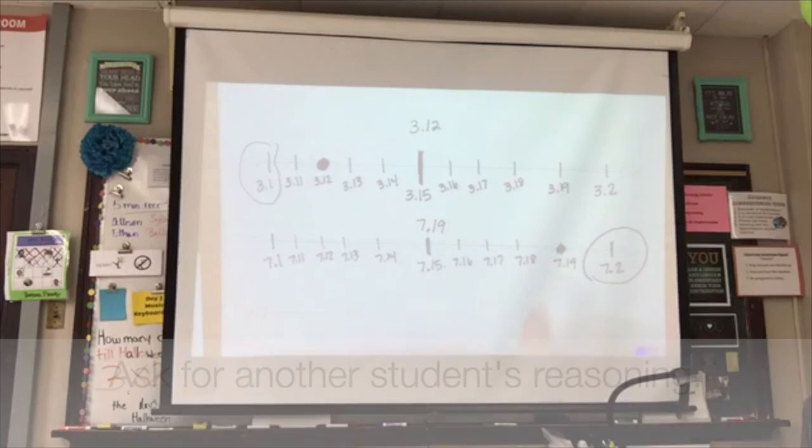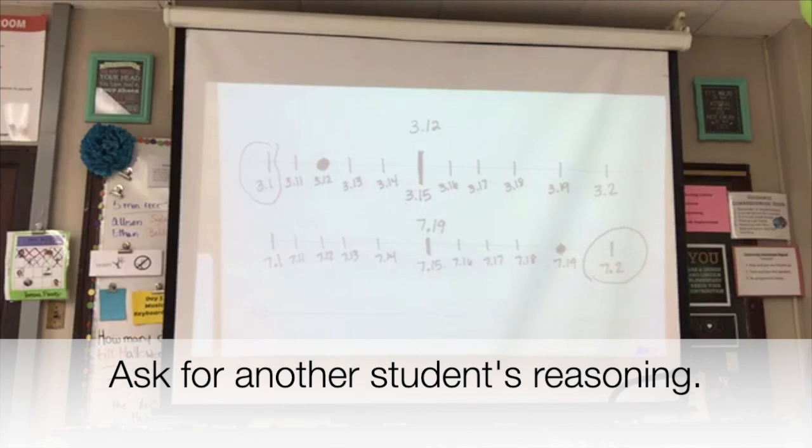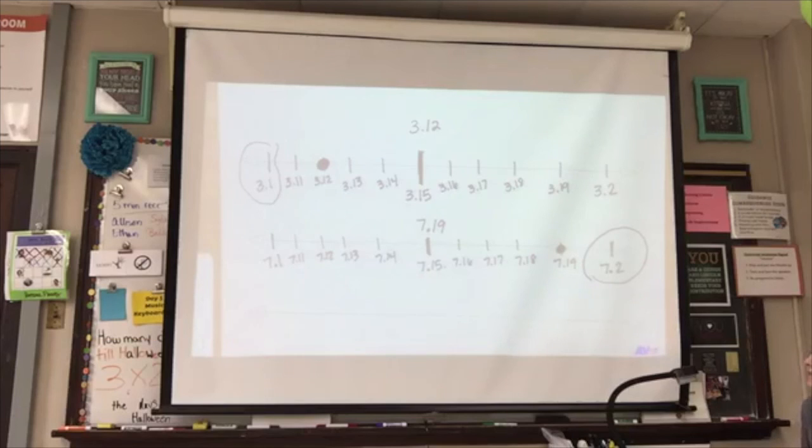Can anybody explain it differently? Chloe is right. Could anybody explain it differently than that? Kelton? Because it's past the halfway mark, so if it's on the right side of the halfway mark, you're going to round up, and if it's to the left of the middle, it would stay the same. Right. I agree.